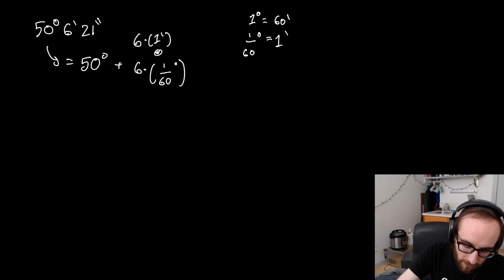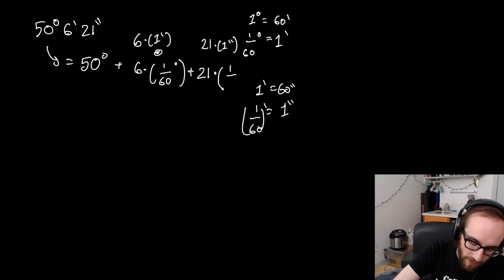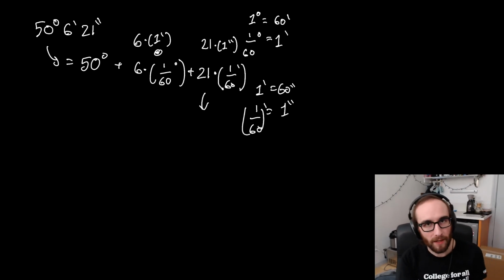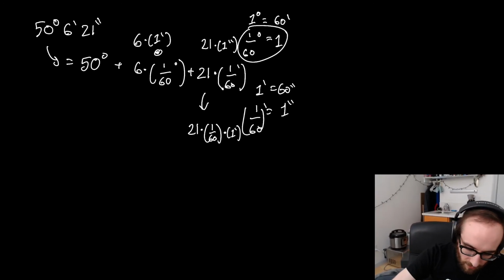Similarly, for the seconds, we have 21 times 1 second. We know that 1 minute equals 60 seconds. So 1 second is 1/60th of a minute. So 21 times, instead of 1 second, we're going to do 1/60th of a minute. And then we can go even further and change minutes, like we did before, into degrees. So using our conversion up here, 21 times 1/60th, we can think of this as times 1 minute, because that's our units. So 21 times 1/60th times 1 minute is 1/60th of a degree.